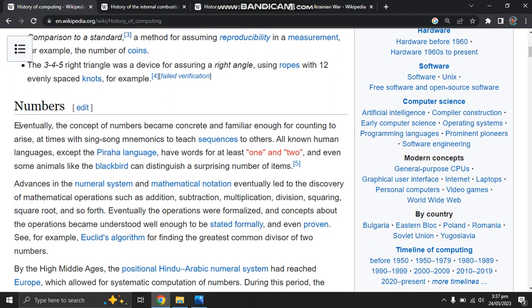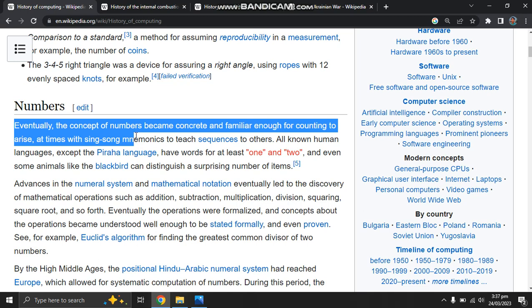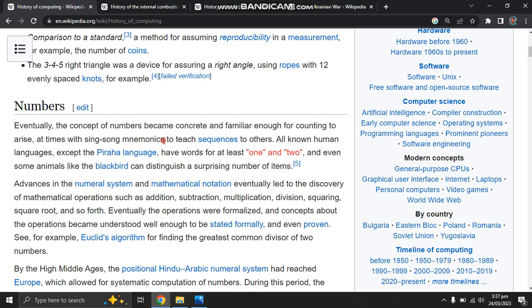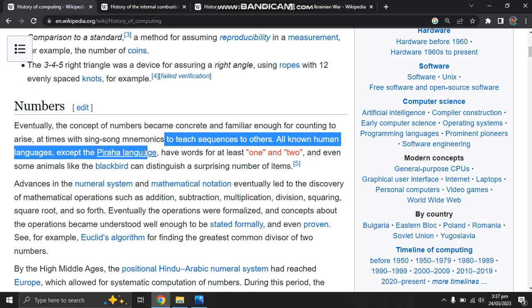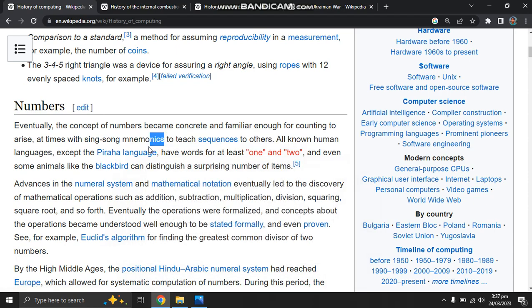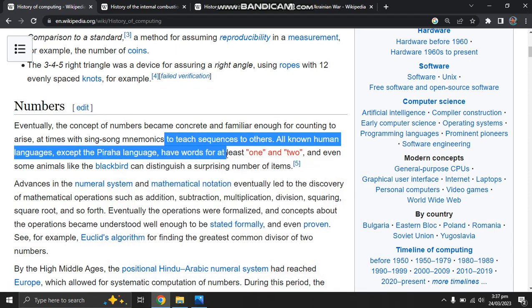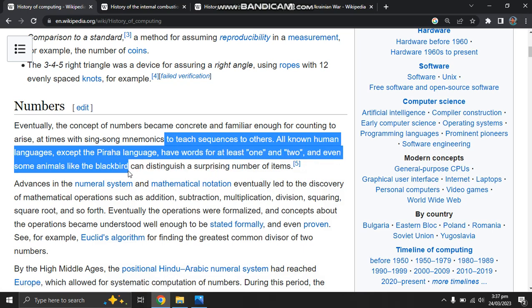Numbers. Eventually, the concept of numbers became concrete and familiar enough for counting to arise, at times with sing-song mnemonics to teach the sequences to others. All known human languages except one have words for at least one and two, and even some animals, like a blackbird, can distinguish a surprising number of items.